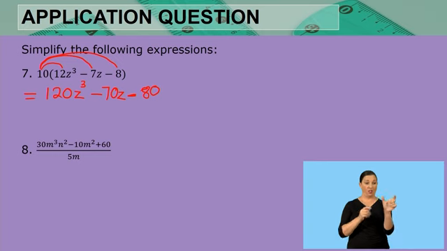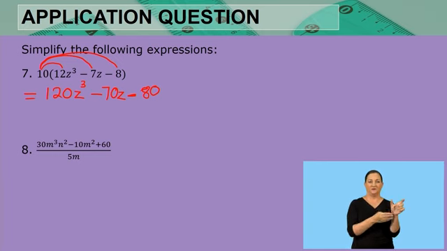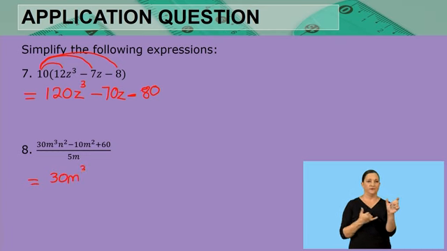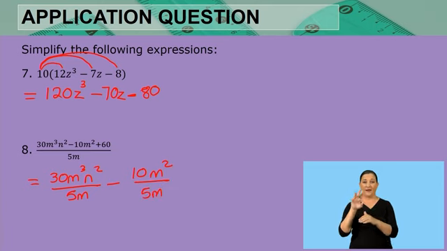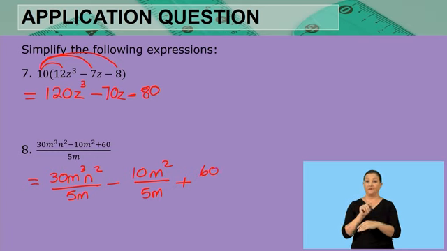Again, we have a trinomial, but this time the trinomial is being divided by a non-constant monomial. So again, we are going to separate them so that each of the terms in the trinomial get their own divisor. So we have 30m cubed n squared divided by 5m. Then minus 10m squared divided by 5m. Plus 60 divided by 5m.